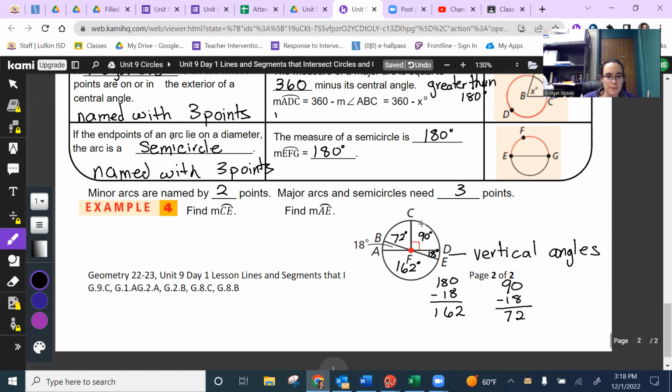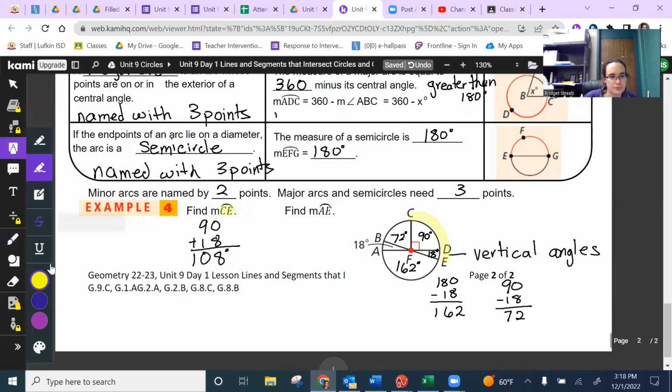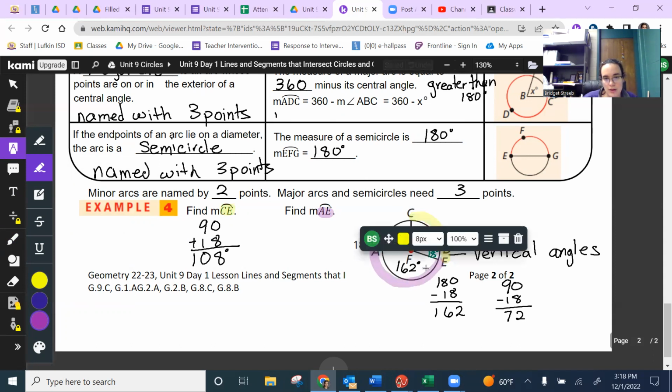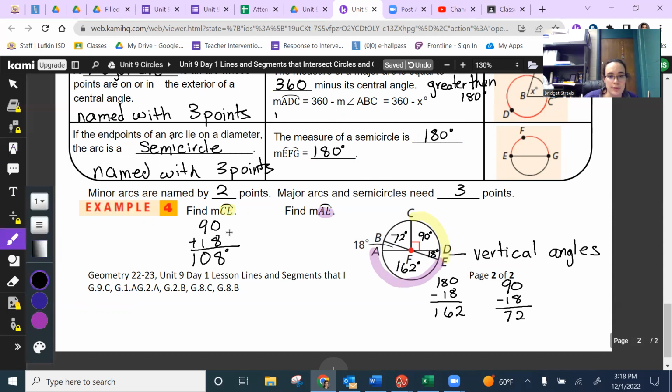Now that we found everything, we can look for our arcs. So arc CE. So C to E going the shortest way around. So I'm not going to go left. I'm going to go right to E. So we add 90 and 18 together. And that gets us 108 degrees for the measure of arc CE. Our next one we're looking for is the measure of arc AE. So A to E going the shortest way means that I'm going to the right. And that is just one that we've already found. It's 162 degrees.